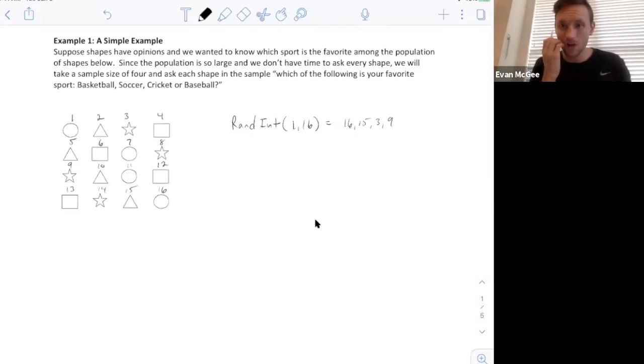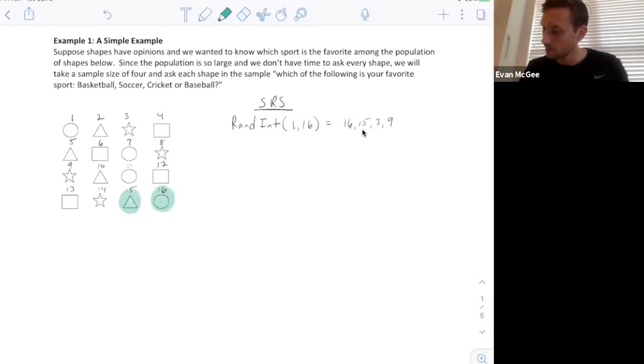Okay, so I've copied over what I used in my calculator, and just a reminder, this is a simple random sample, or an SRS. My individuals, or shapes in this case, in the sample are going to be the shapes that correspond to these numbers. So I will include shape number 16, which is this circle, 15, which is this triangle, 3, which is this star, and 9, which is this star.